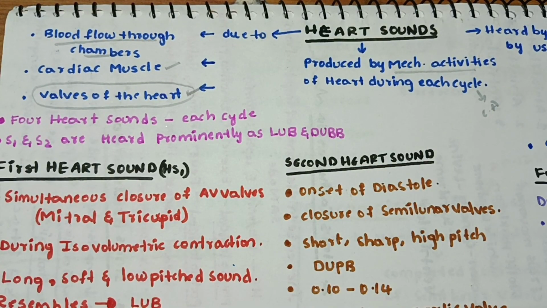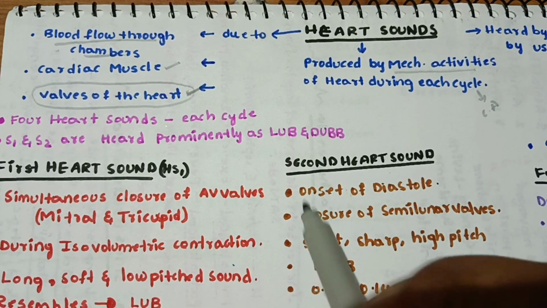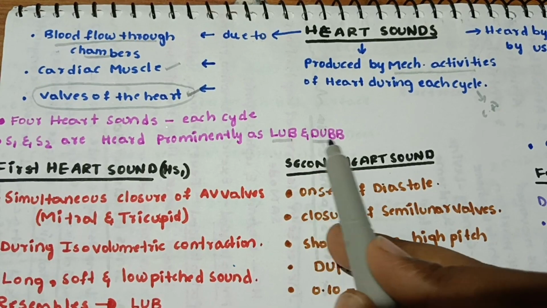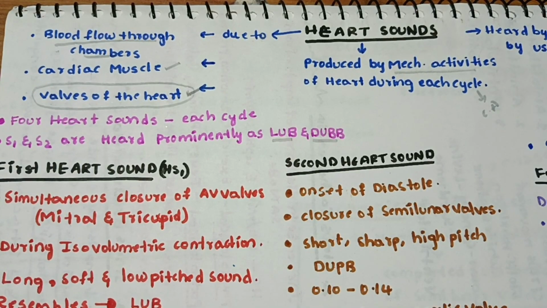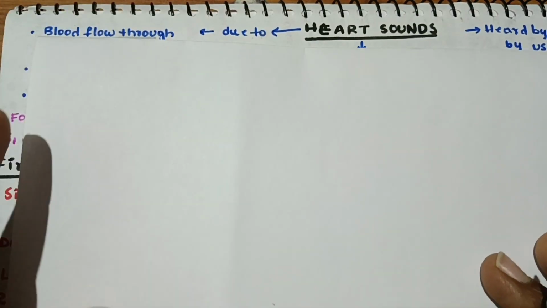Now, how many heart sounds are there? There are four heart sounds, of which we are able to listen to only the first and second heart sounds. They are pronounced as lub and dub. Lub dub are the heart sounds that we hear when we place our ear or stethoscope on one's chest. Now let's see in the diagram how these are produced.